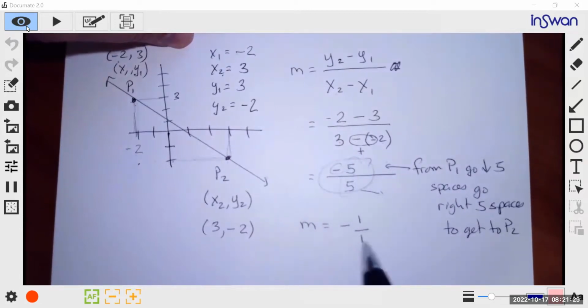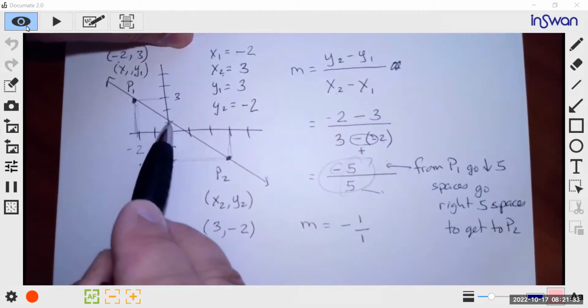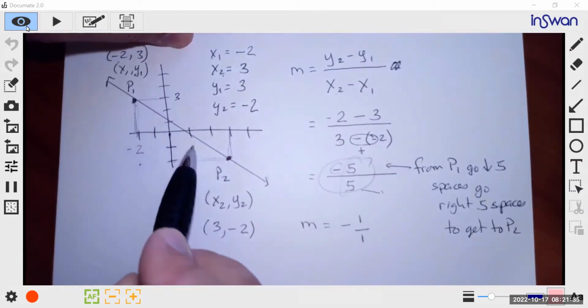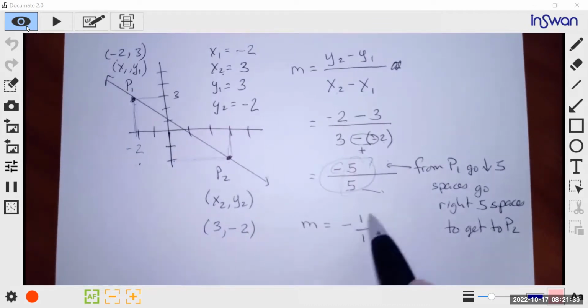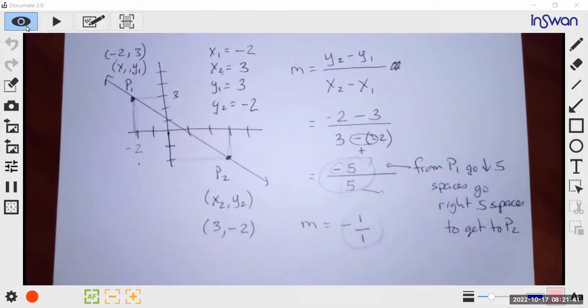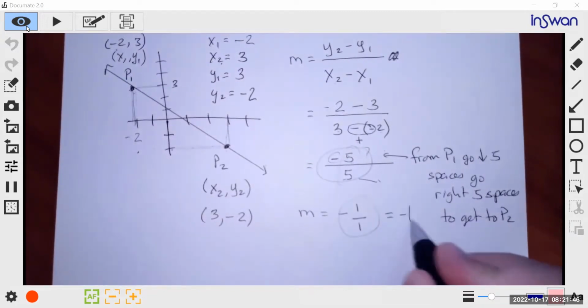But it simplifies to this. We can go down 1 over 1, down 1 over 1, and so on. So it's going to be the same thing. We can use either of these two slopes. They both mean the same thing. The slope is -1.